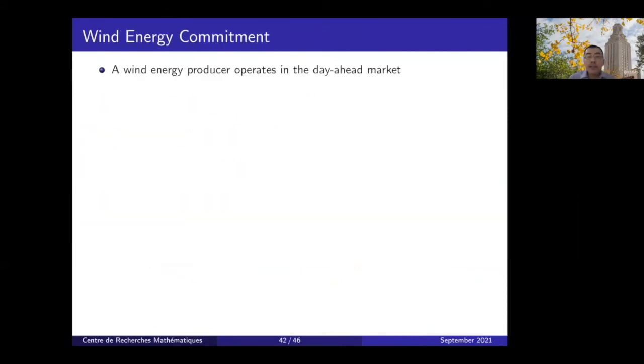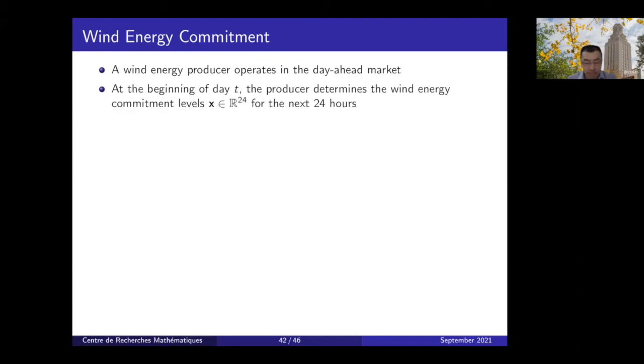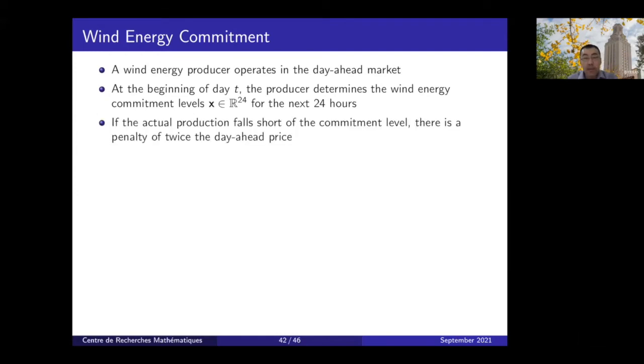So finally, we assess the performance of the distribution robust model in a real-life application of wind energy commitment problem. Here we have a wind energy producer who operates in a day-ahead market and aims to maximize his profit. At the beginning of day T, the producer determines the wind energy commitment levels for the next 24 hours. If the actual production falls short of the commitment levels, there is a penalty of twice the respective day-ahead price for each unit of unsatisfied demand.